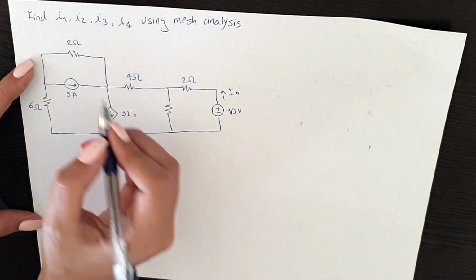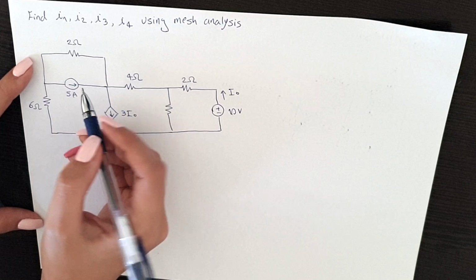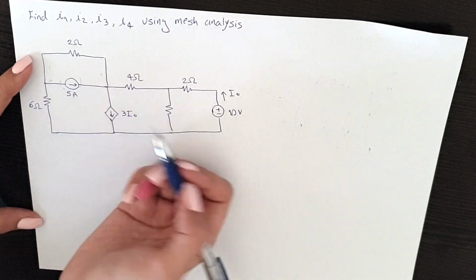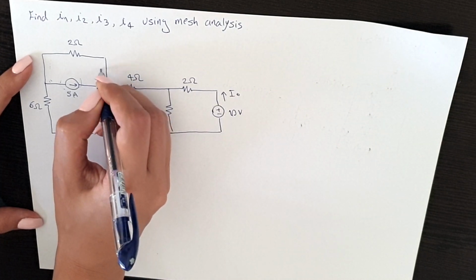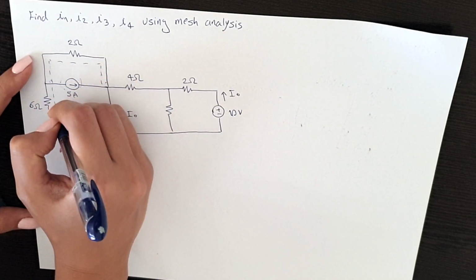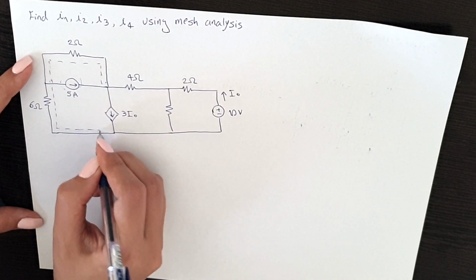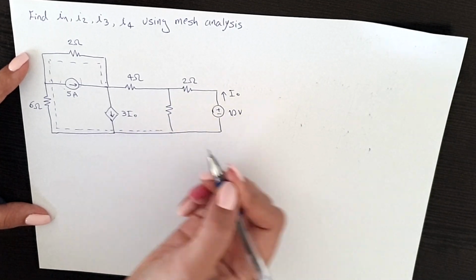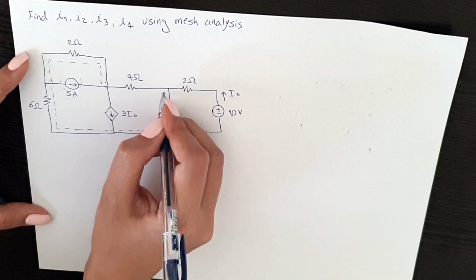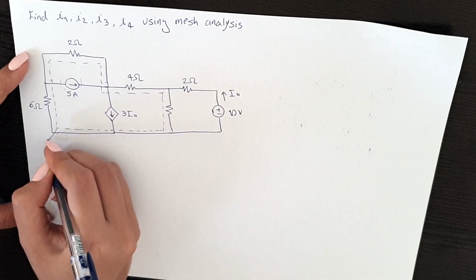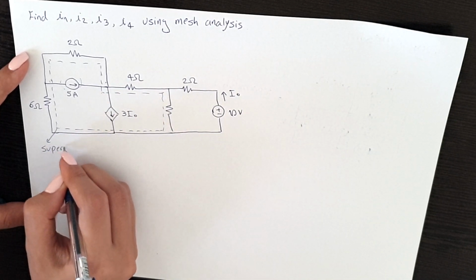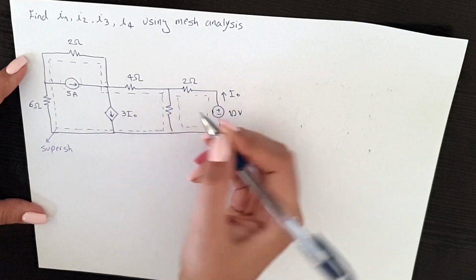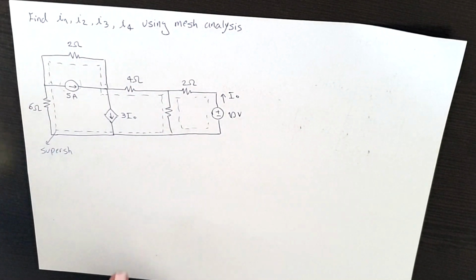So as we can see, when we want to do mesh 1, we come here, and then when we come across here, we see that there is a current source. So we say, okay, this mesh is going to be combined with this one, and then we come here and we see there is another current source. So we're going to combine this mesh also with them, and this whole thing is going to be one super mesh. And then we have another mesh here. So here we have one whole super mesh and one mesh.